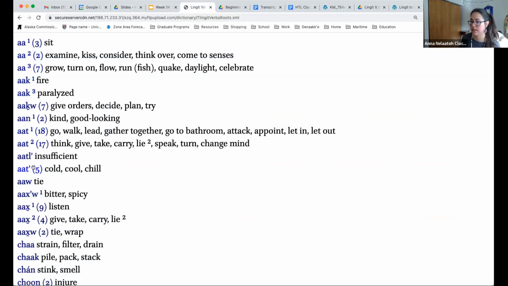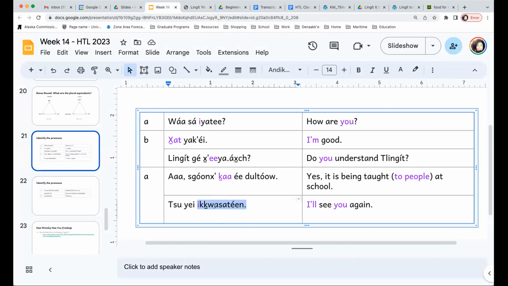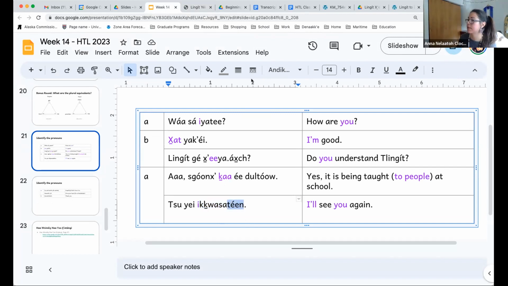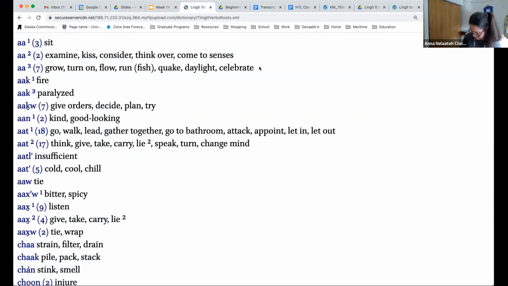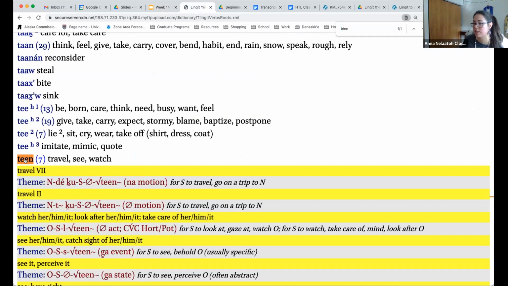All these entries are verb roots. So if I want to access the word I'm looking for, I need the verb root. Does anyone remember what the verb root is for ikquisitin? Yeah, the verb root is teen. And so that's what I'm going to look up in the online verb database. And here it is, to travel, see, or watch.